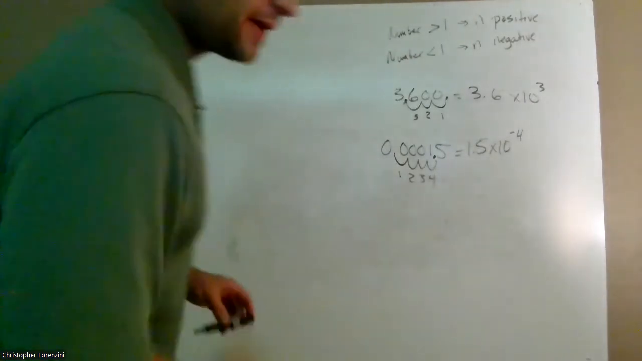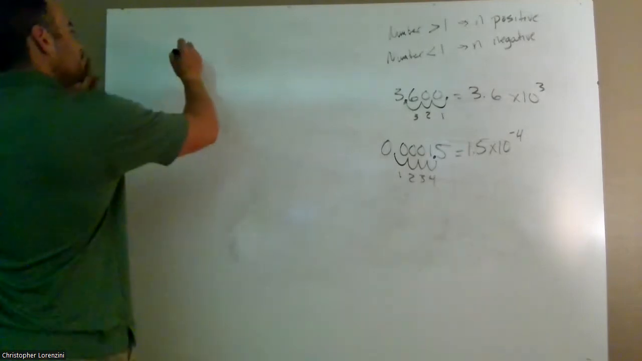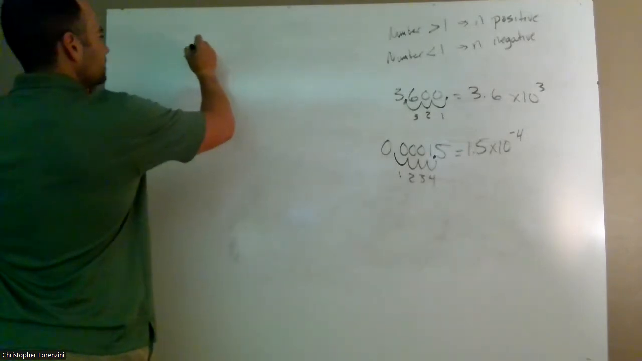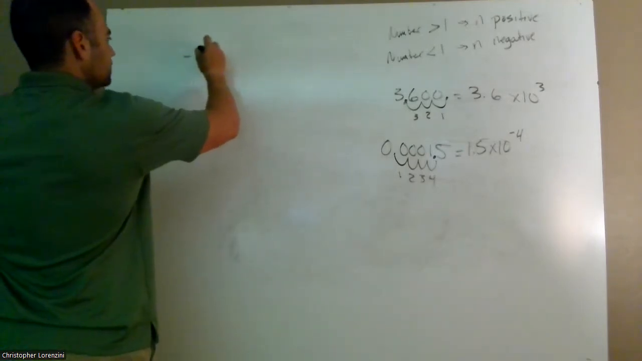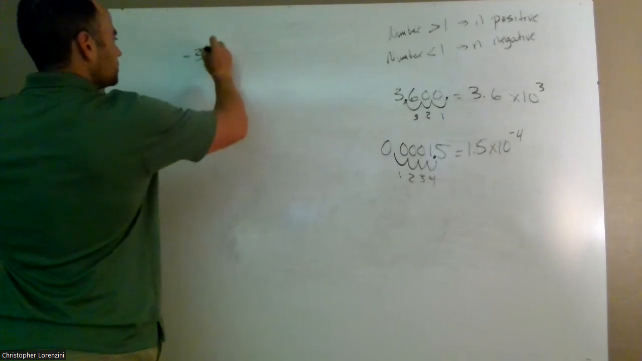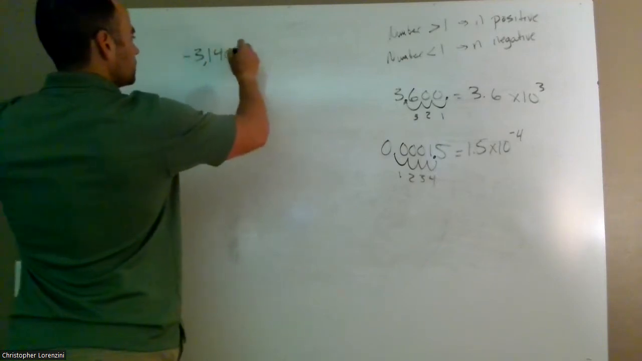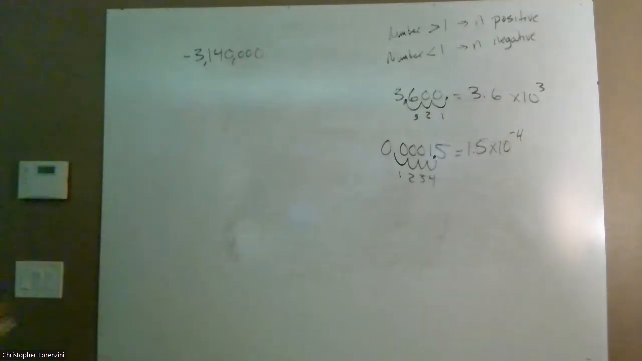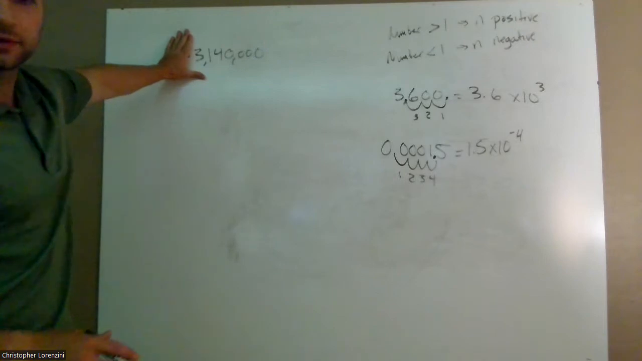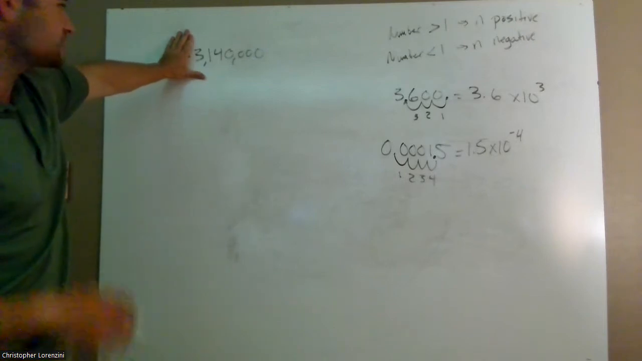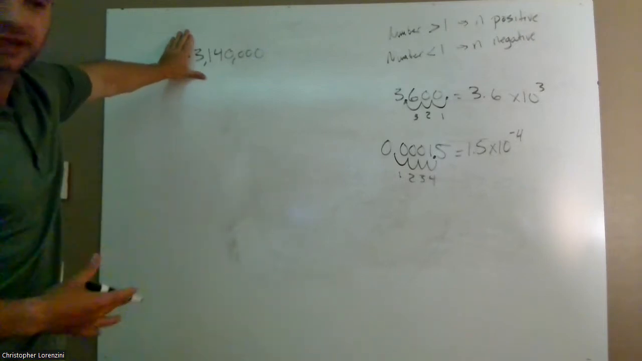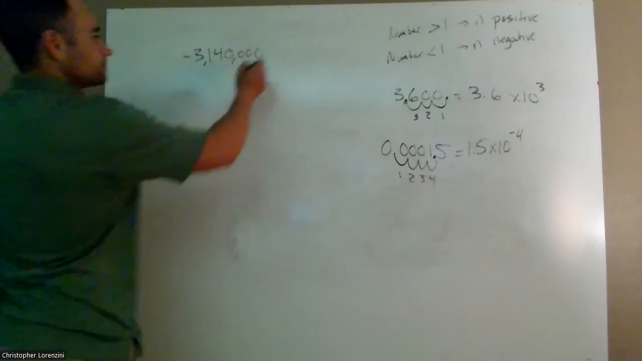So when we have negative values in here, maybe I'm looking at negative 3,140,000. Let's take a look at this number. All right, negative numbers are just numbers that are negative, so I ignore it and follow the same process, and then at the end, I just remember that I was dealing with a negative number.